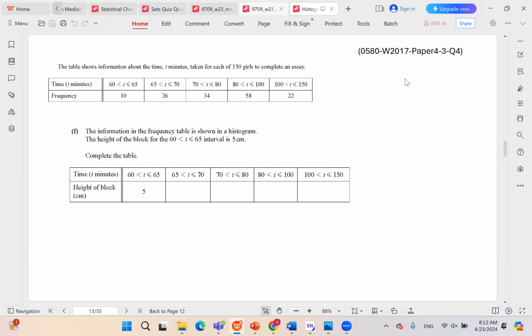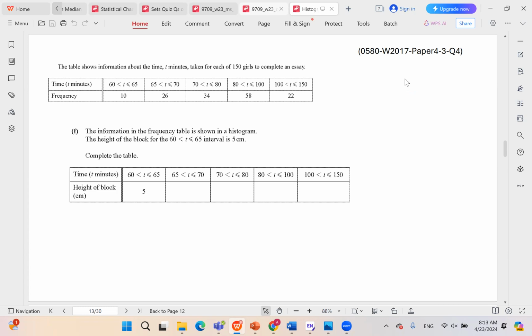The table shows information about the time, T minutes, taken for each of 150 girls to complete an essay. The information in the frequency table is shown in a histogram. The height of the block for the 60 to 65 interval is 5. Complete the table. So again, this is a conceptual question without an actual graph. Let's figure out what to do.